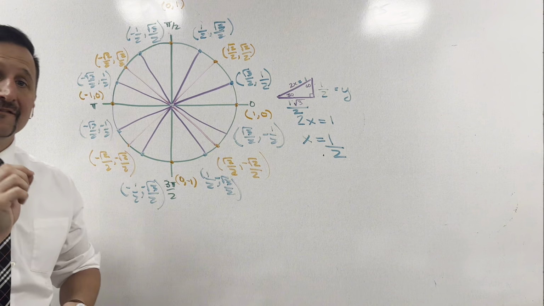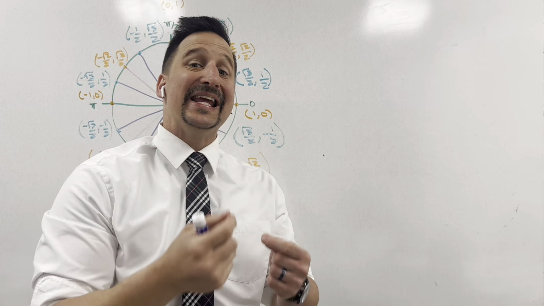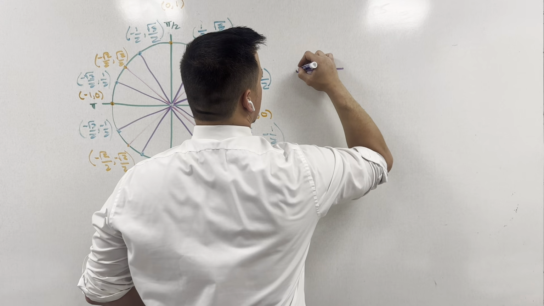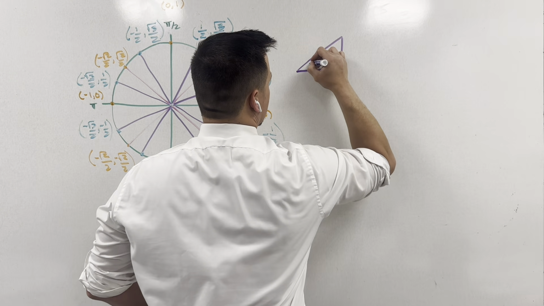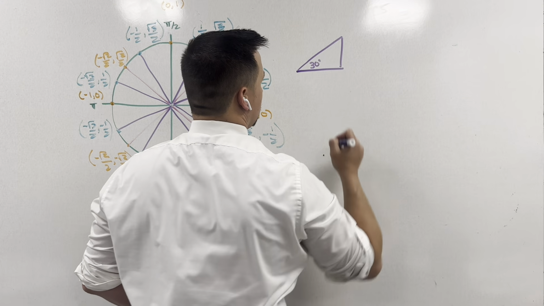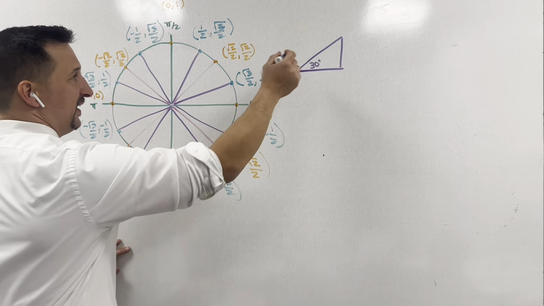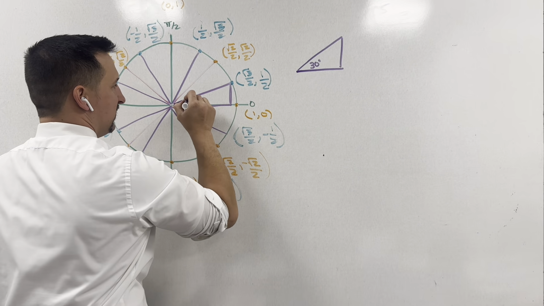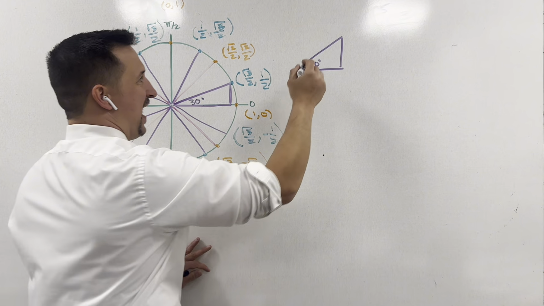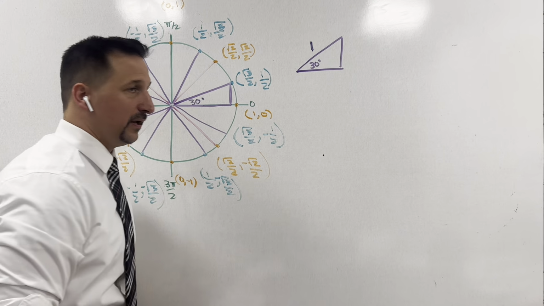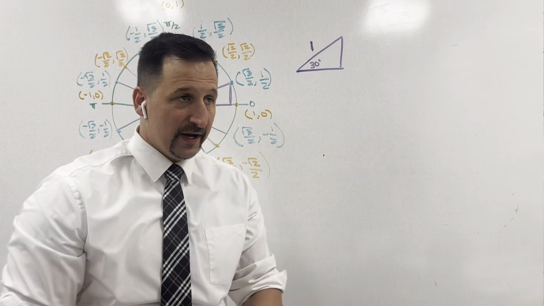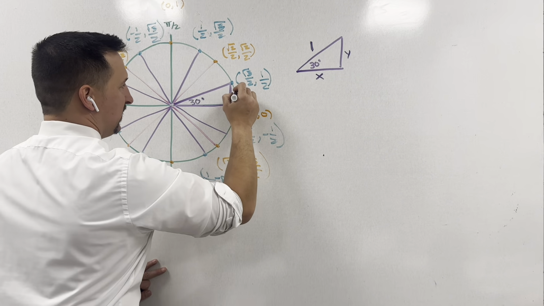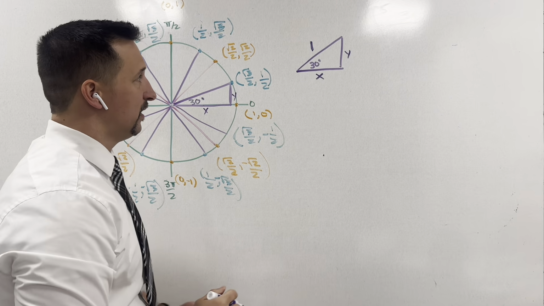Unit circle, very easy. Why is the x value the cosine? So if I take a look at this triangle, this triangle emulates this triangle right here. Okay, this is 30 degrees. If I knew the hypotenuse is 1, I'm going to call this the x value and the y value because it essentially is. This is the y value and this is the x value.